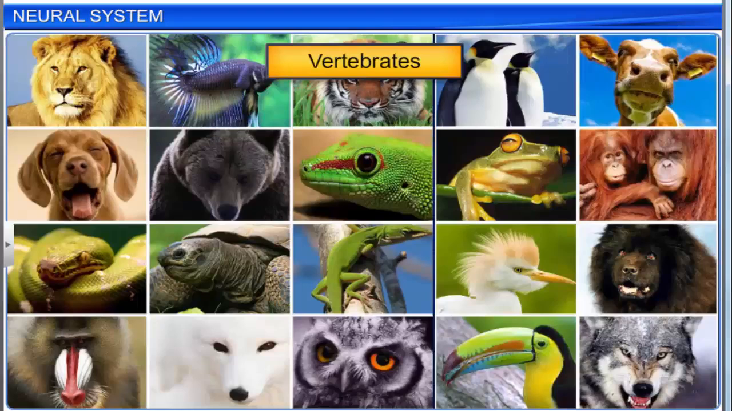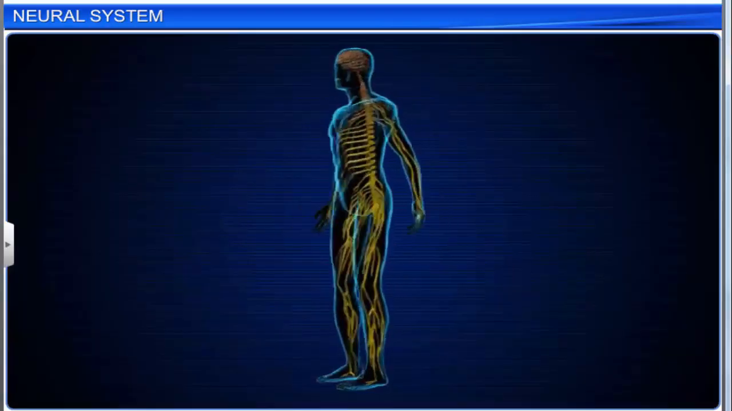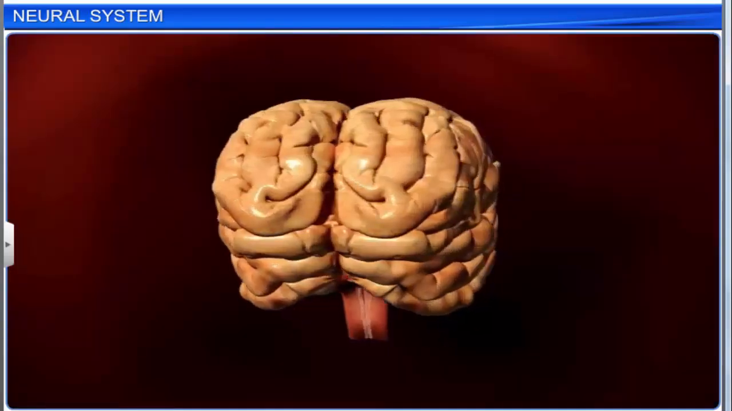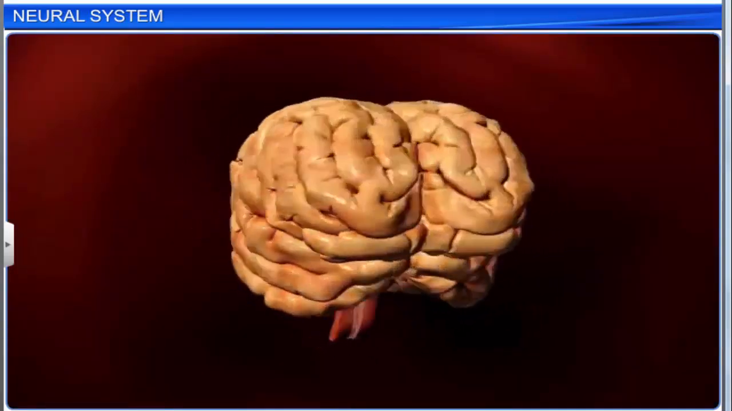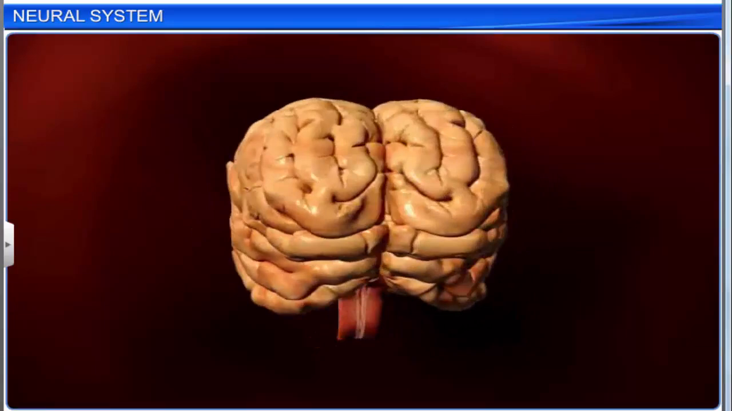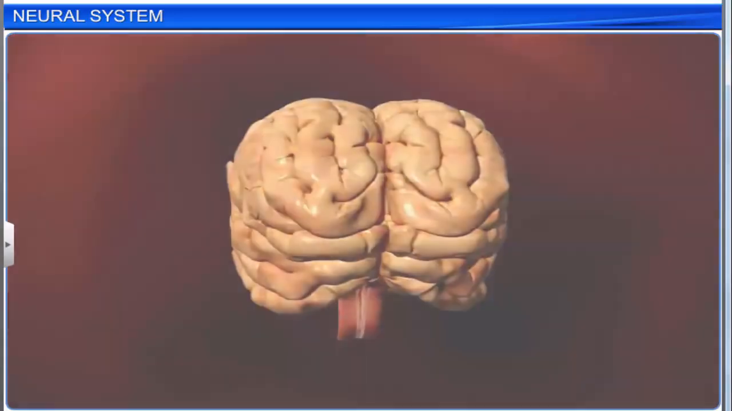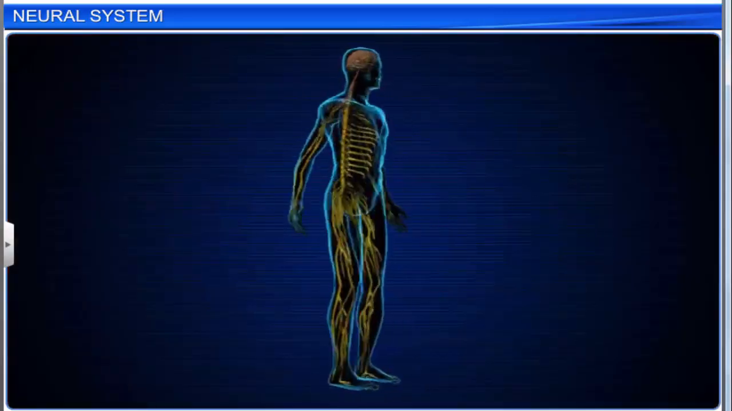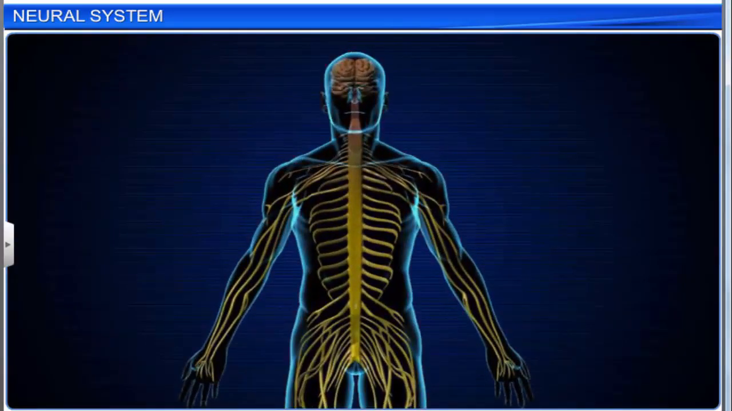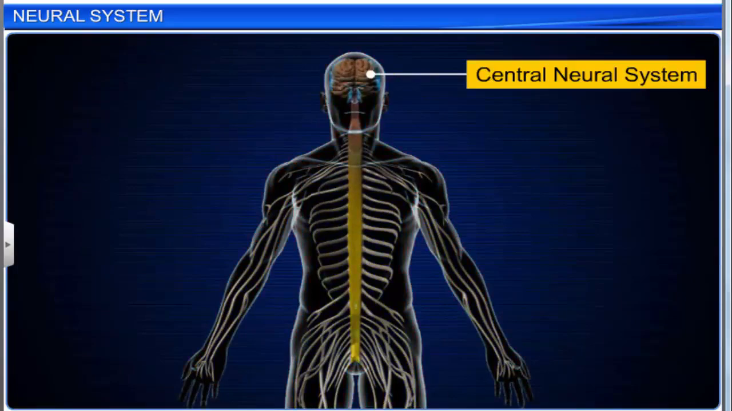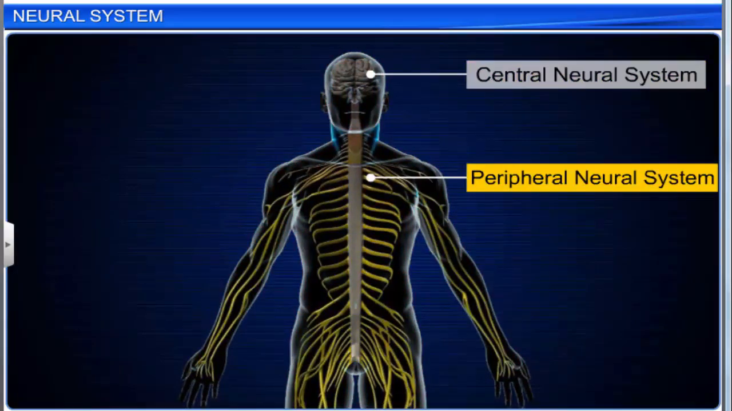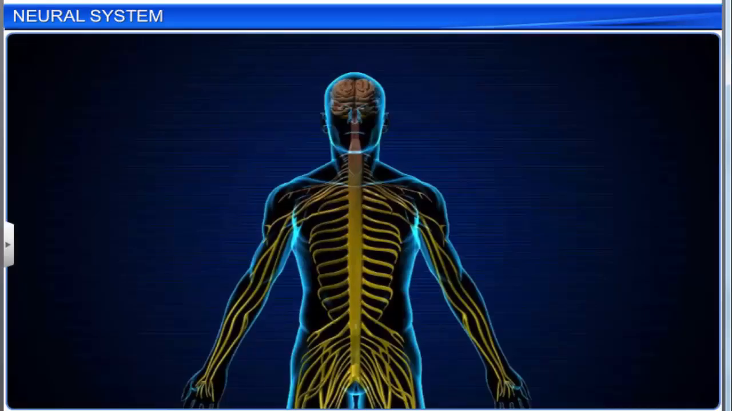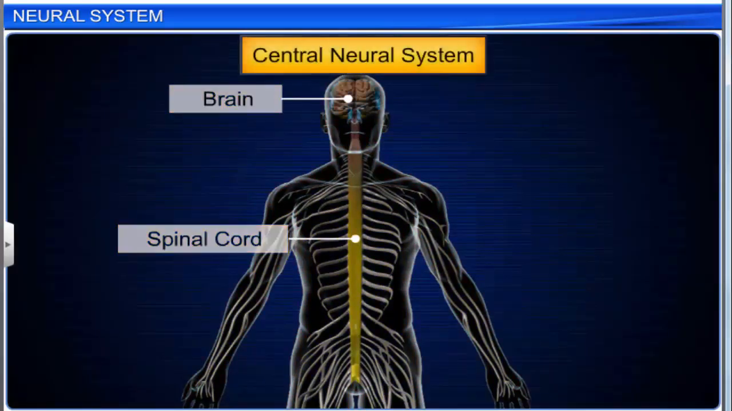All vertebrates have a well-developed neural system. However, the brain is the most complex and advanced in the primates, especially in human beings. Here, we'll discuss the human neural system in detail. The human neural system is divided into two parts: the central neural system or CNS and the peripheral neural system or PNS. The brain and the spinal cord form the central neural system. It is the site of information processing and control.